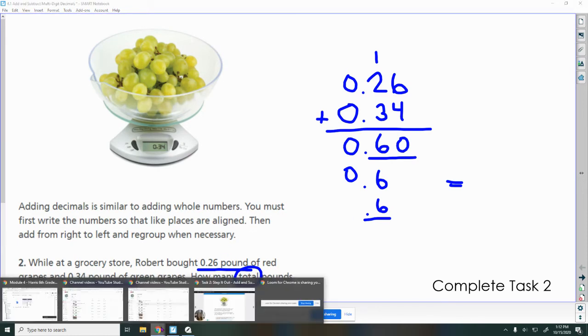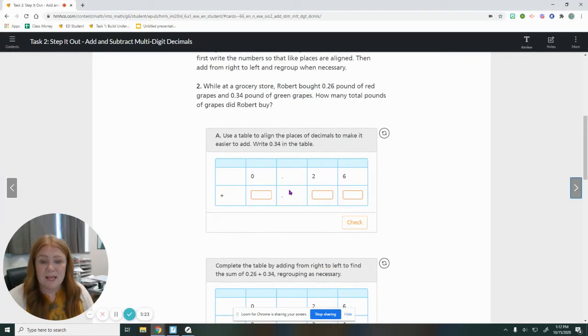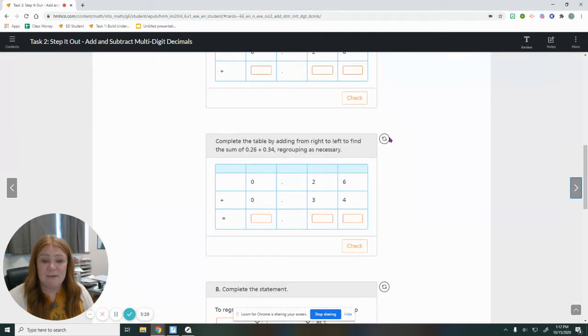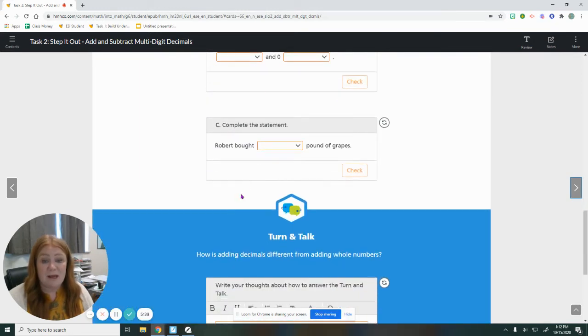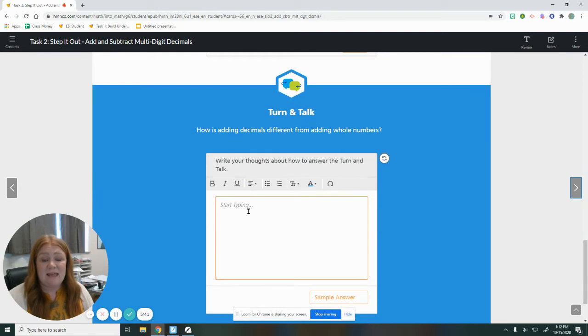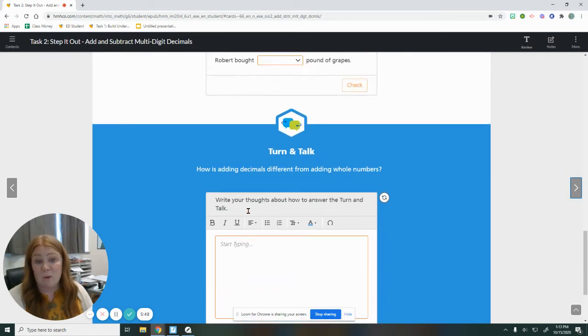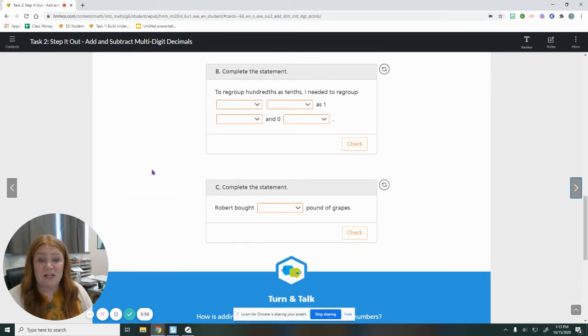So let's go ahead and look at our task here. First I want you to line up your decimals just like I did, and then regroup and solve the problem. So this is just explaining on B, how did you regroup everything? How much total did he buy? And then tell me how adding decimals are the same as whole numbers or different than whole numbers. Let's go ahead and pause the video and do task 2.